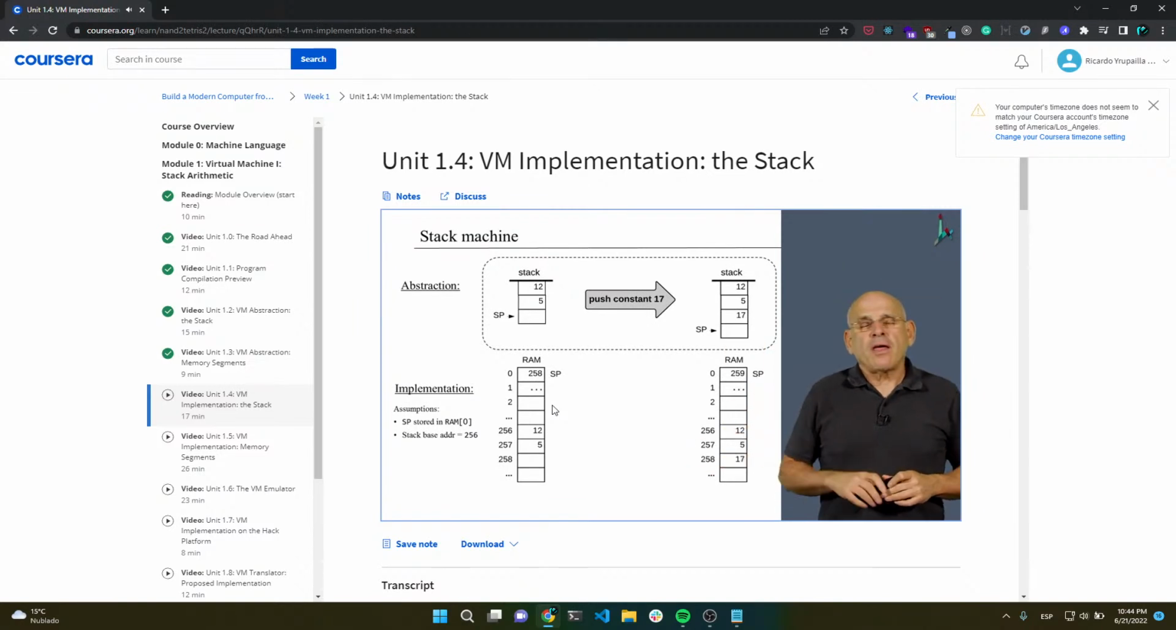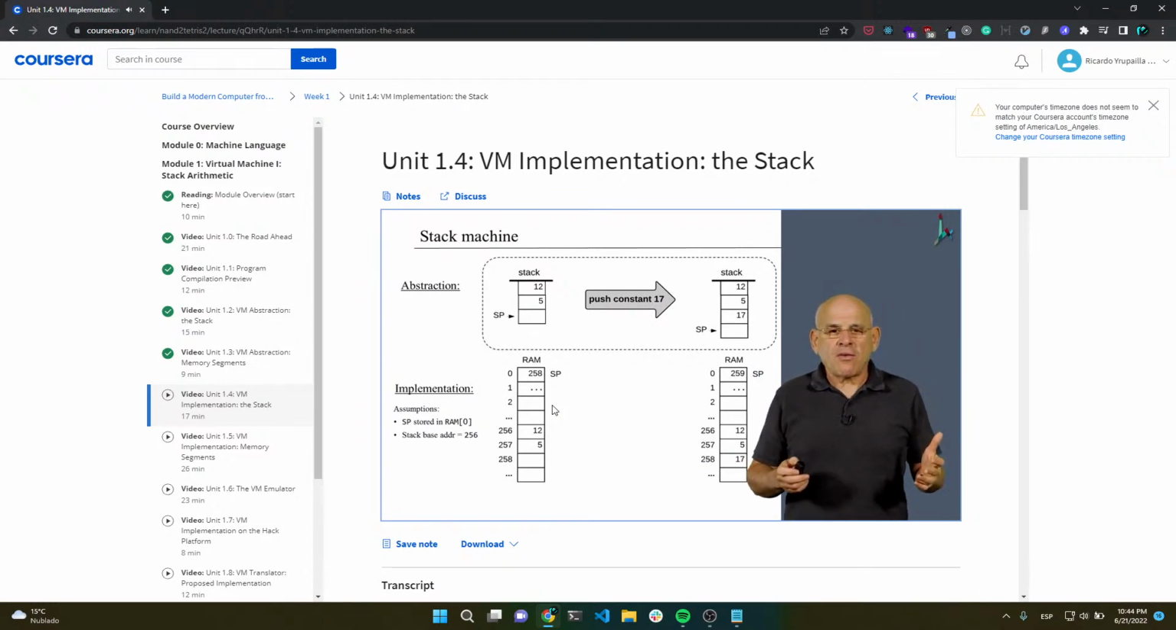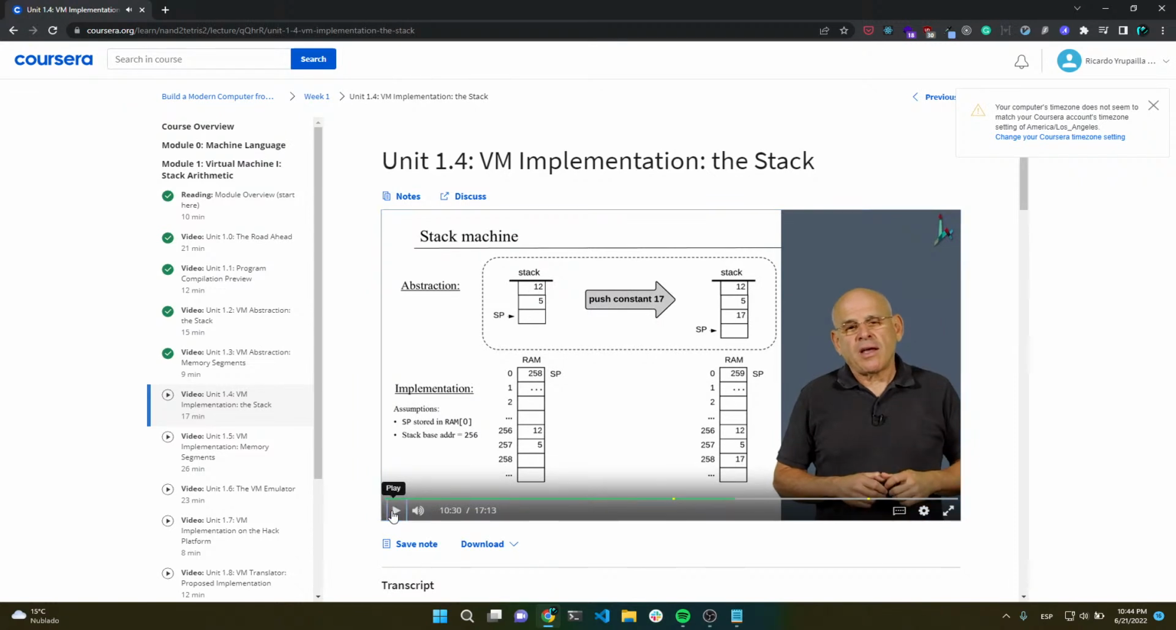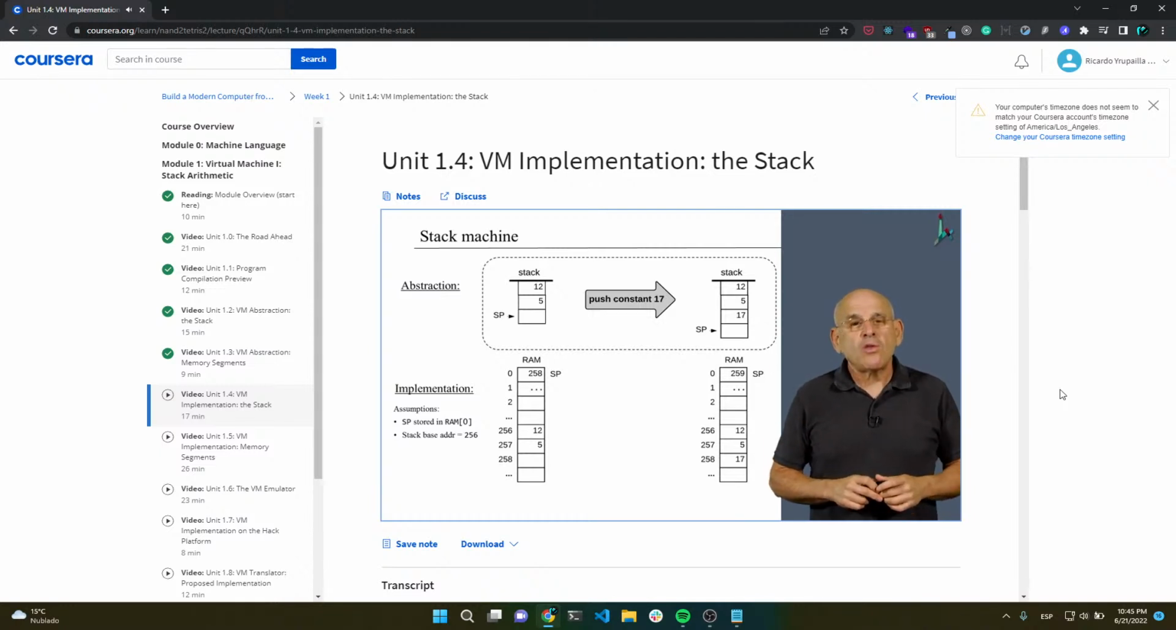And if we look at the bottom now, you will see that within the RAM, the number 17 ended up located in RAM 258, which happened to be the previously available space, and the stack pointer has moved one position forward, so now SP contains 259.